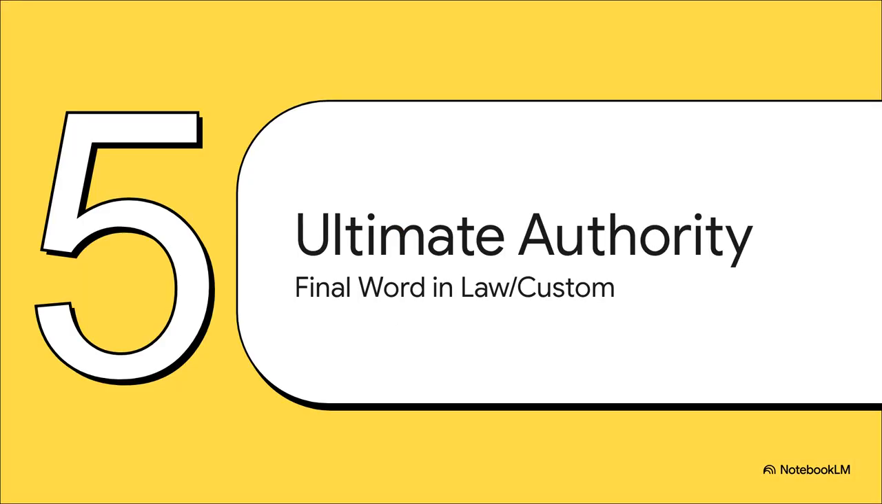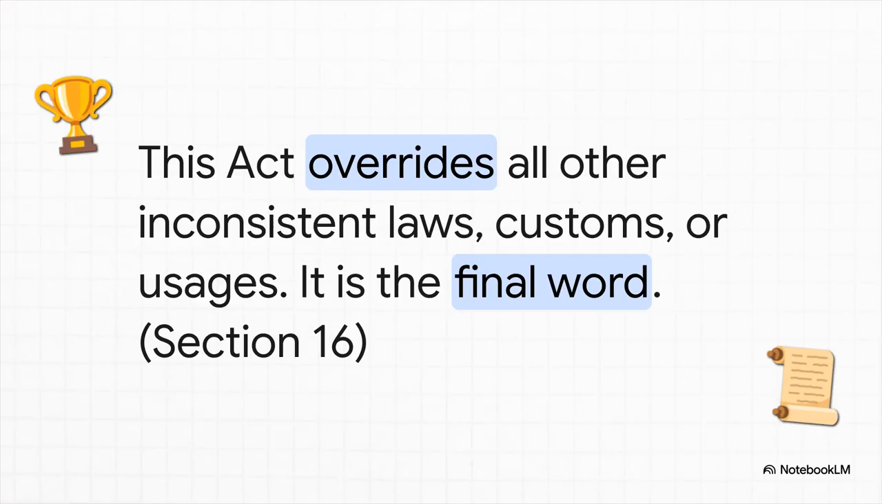All right, last section. So what gives this act its ultimate power? Its trump card, if you will. What happens when it bumps up against other laws or centuries-old traditions? And here it is, plain and simple. Section 16 basically says this act is the boss. Its rules will win out over anything that contradicts them, whether that's another law, a custom, or a tradition. When it comes to the rights this act protects, it has the final say.